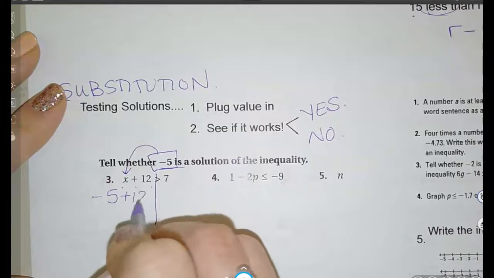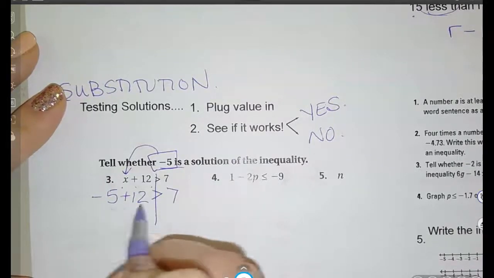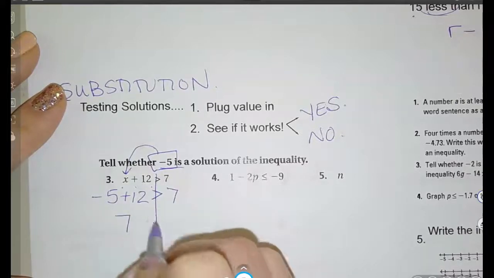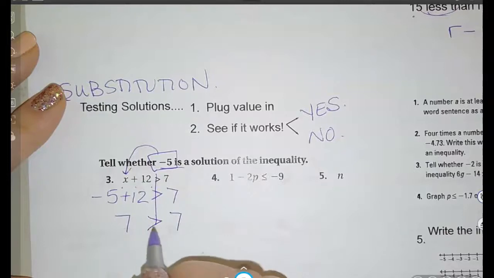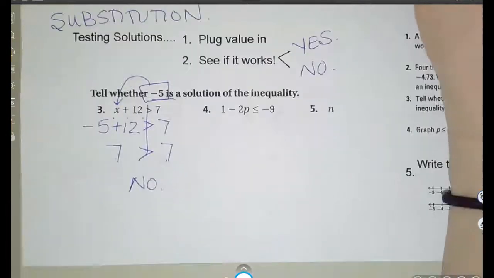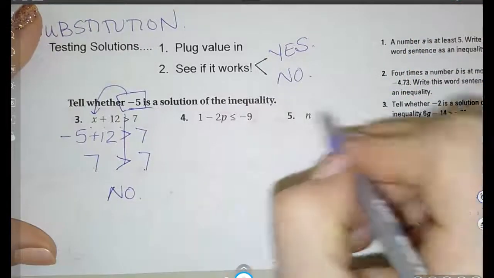So -5 plus 12. And now I just have to finish working this out, evaluate this. -5 plus 12 is 7. Is 7 greater than 7? No, they're equal, but 7 is not bigger than 7, so your answer is no. Okay, -5 would not be a solution there that works. All right, let's try the next one.